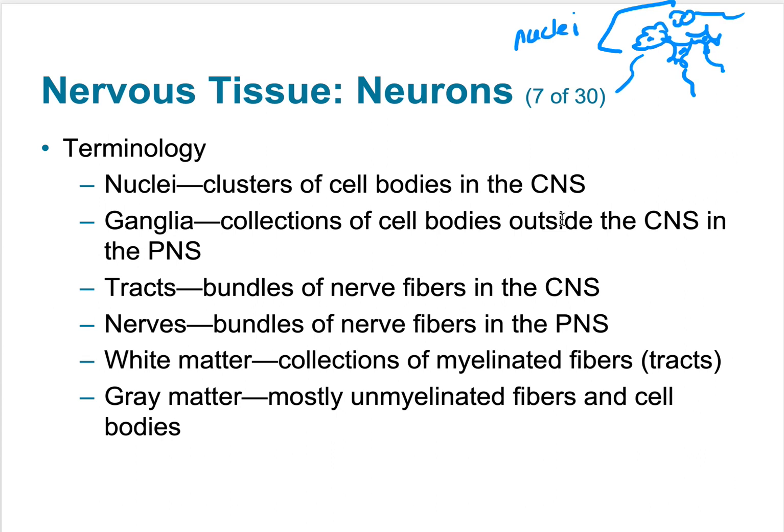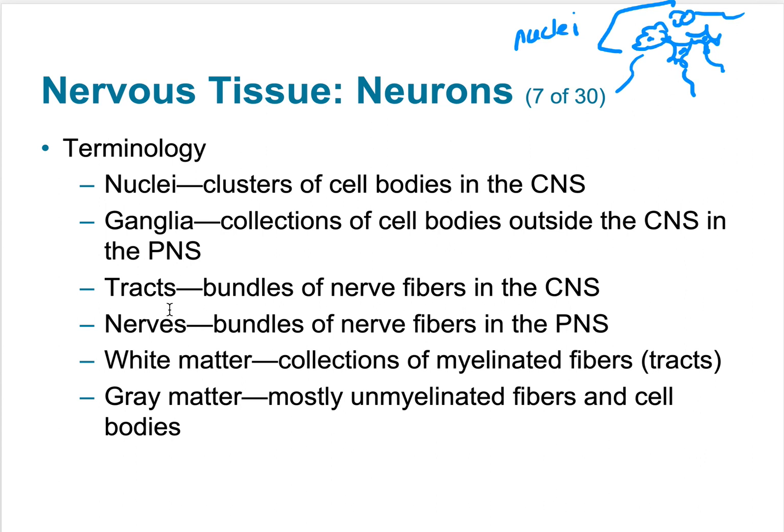Now, in the central nervous system, bundles of nerve fibers are called tracts. So when you take this cluster of cell bodies and you have all of these little extensions, all of their axons clustered together, that's called a tract. And we'll look at the optic tract that's coming off of the optic nerve. So when you have these clusters of axons in the central nervous system, it's called a tract. When you have clusters of axons in the peripheral nervous system, it's called a nerve.